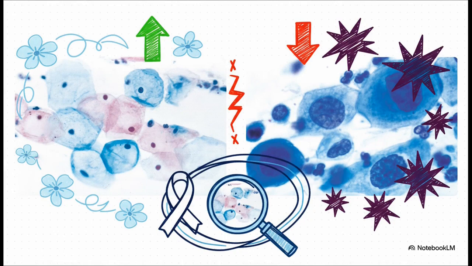And this slide shows you exactly what we're looking for. On the left, you see normal, healthy cells, but on the right, just look at the difference. These are cells from a high-grade lesion. Look how huge, dark, and irregular the nuclei are. The Pap test lets us spot these dangerous-looking cells and intervene early.